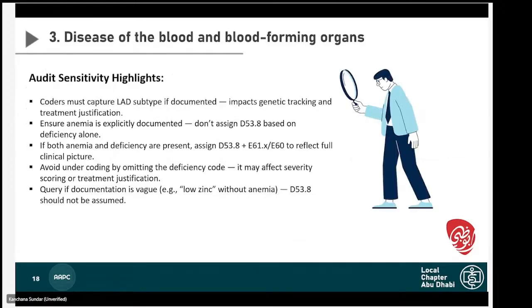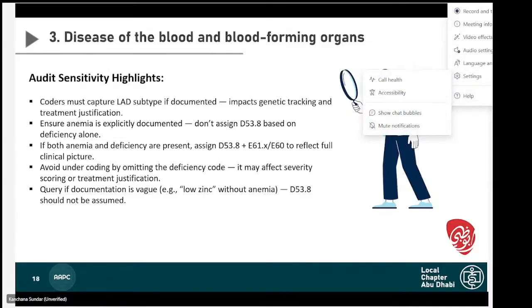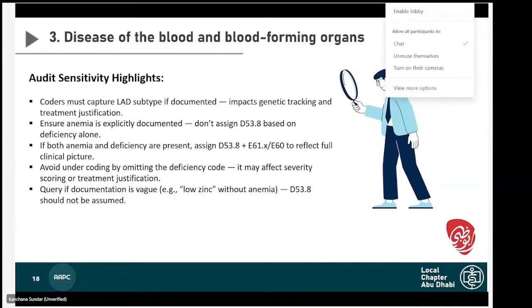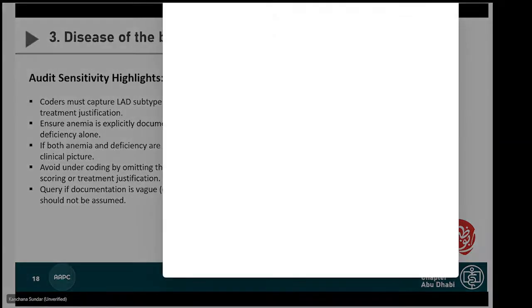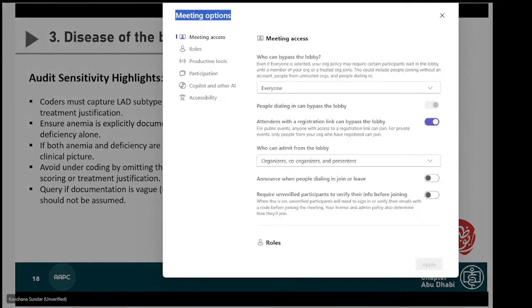So coming to the blood and blood forming organs audit sensitivity highlights, please look out for leukocyte adhesion deficiency and ensure the subtype is coded appropriately, because of the impact on genetic tracking, which is our priority as well along with the billing. So we have to ensure that it has been coded appropriately. The type 1, type 2, all these details should be coded appropriately.